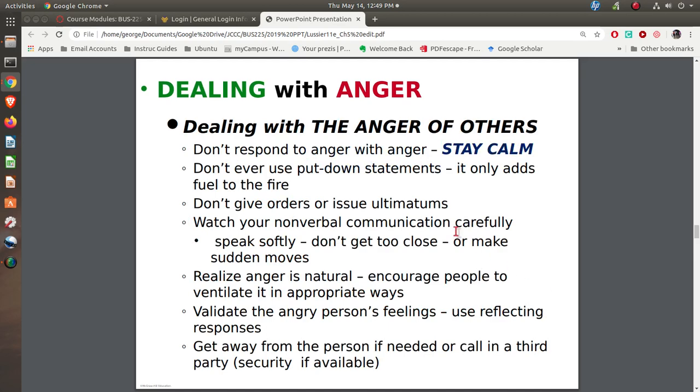In dealing with the anger of others, the key is to not respond. Stay calm. Never, ever use any kind of put-down statements. What it does is it just puts people on the defensive. Don't give orders or ultimatums. Speak more softly. One of the things that happens is if you bring your vocal level down, it has a tendency to get the other person to start listening.